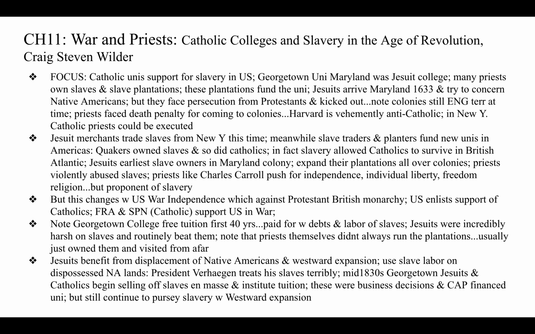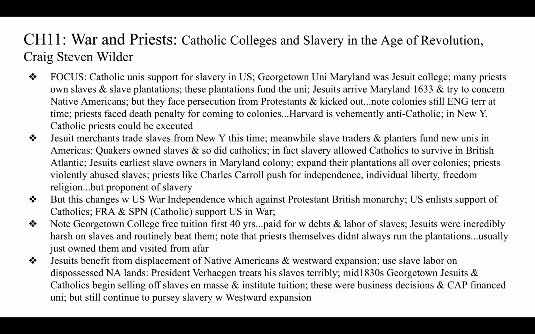The situation changed a bit during the U.S. War of Independence because the colonies were now fighting against England. The U.S. colonies then wanted to enlist the support of Catholics, not least because France and Spain and some other European countries are predominantly Catholic, and they supported the U.S. in its war against England.